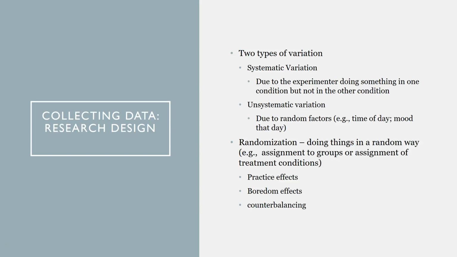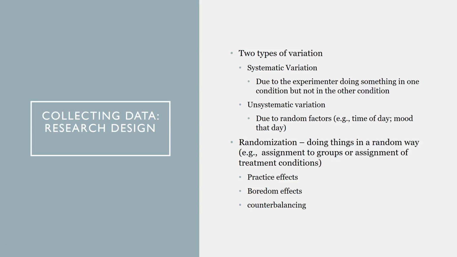Unsystematic variation can be due to random factors. It can be the time of day, the mood of the day. It could be noise that finds its way in. It could be other factors that will have an impact on the outcome of the study, but they were unintended, but they still need to be accounted for.